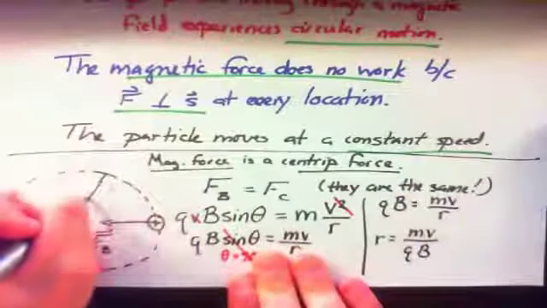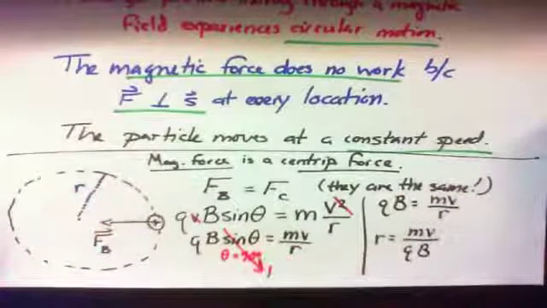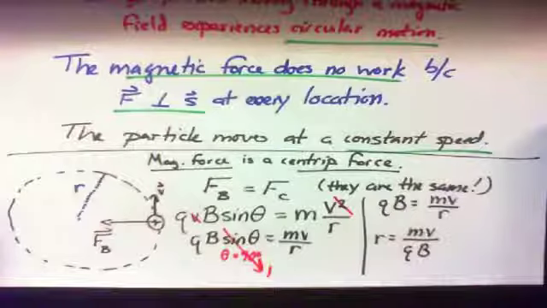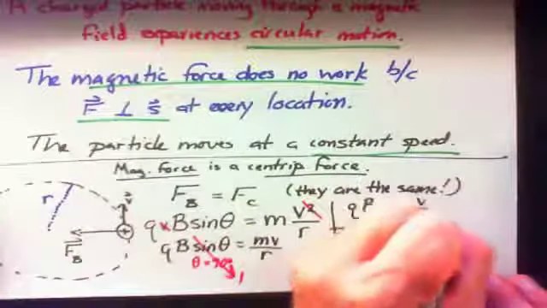So there we go. The radius of the path is equal to mv, the mass of the charged particle times the velocity of the charged particle, divided by qB, q being the charge on the particle, and B the magnetic field strength.